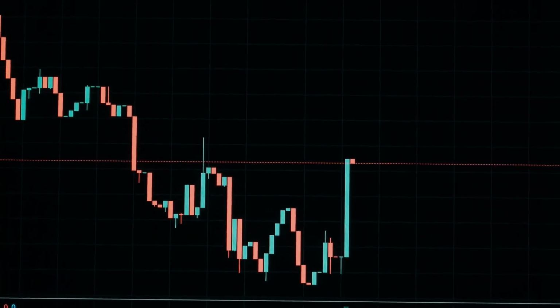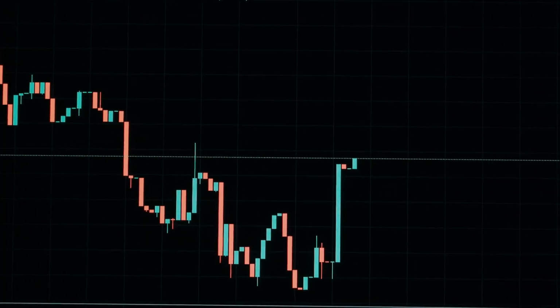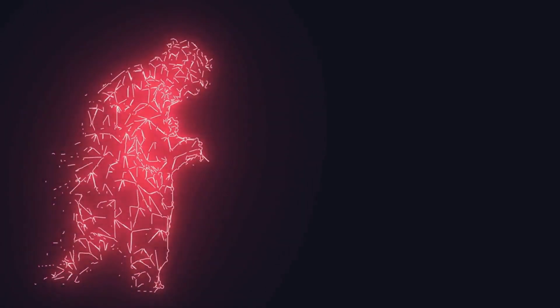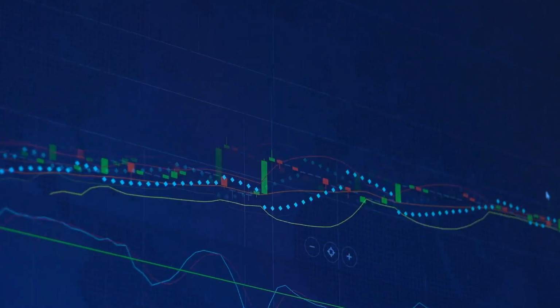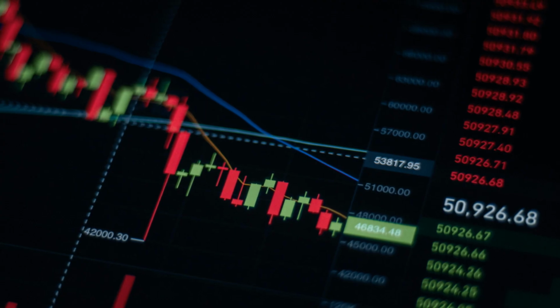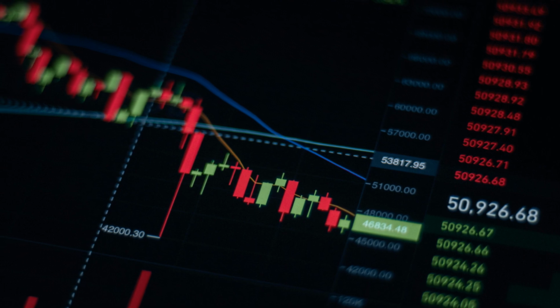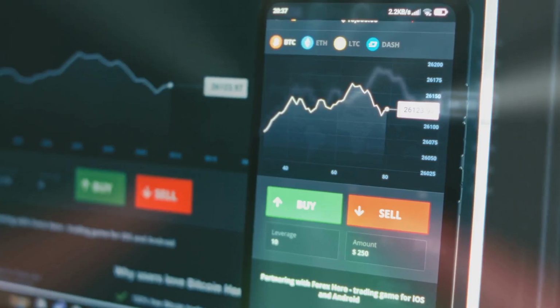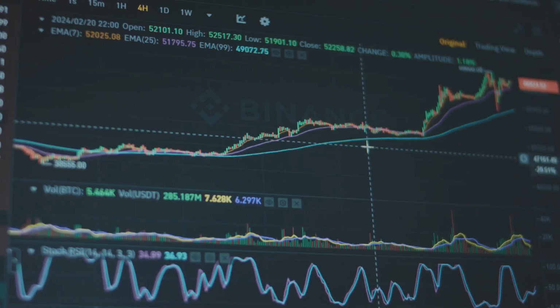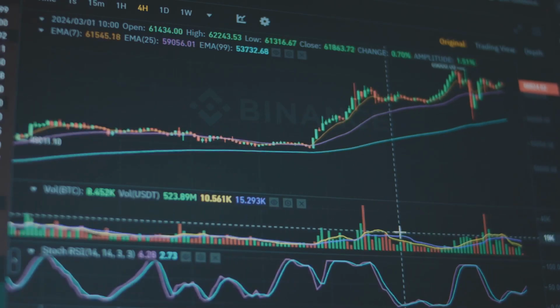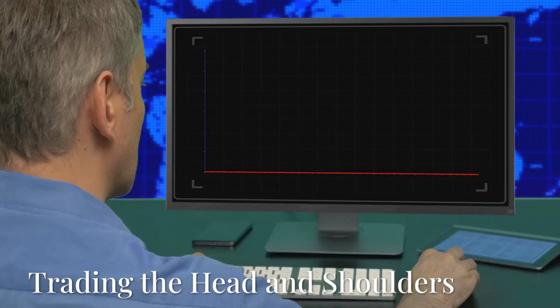The key here is the neckline, a trend line connecting the lows of the two shoulders. When the price breaks below this neckline, it's a strong indication that the downtrend is confirmed. Now you might be thinking, Graham, how reliable is this pattern? Well, when identified correctly, the head and shoulders pattern has a high success rate, but remember, no trading strategy is foolproof. It's crucial to consider other factors like trading volume and market sentiment to confirm your analysis.